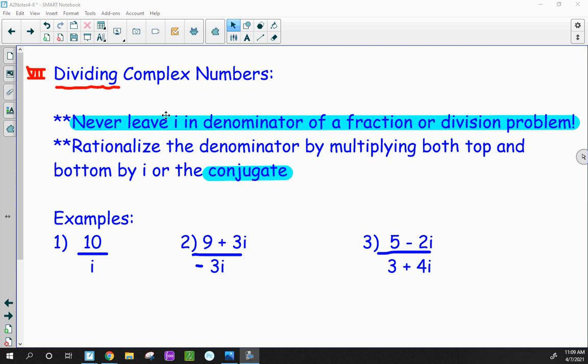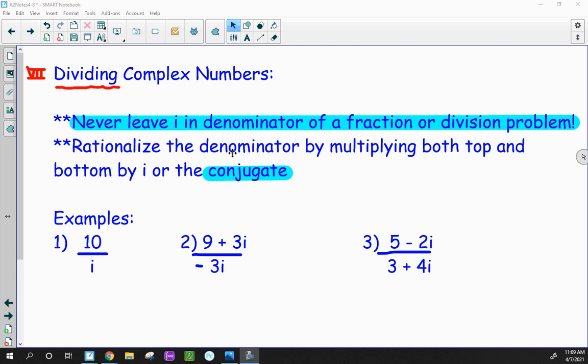Algebra 2. Today's learning target is dividing complex numbers. Number 1: never leave i, the imaginary number, in the denominator of a fraction or a division problem. Never leave i underneath the fraction bar. To get rid of it, you're going to have to do rationalizing.